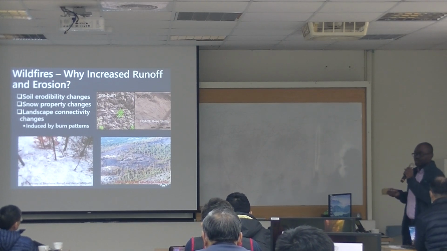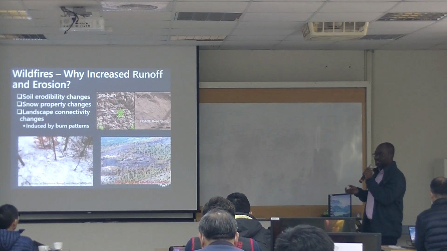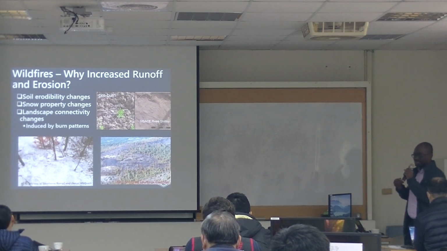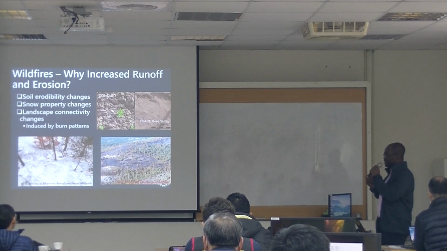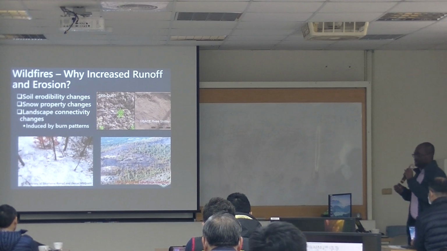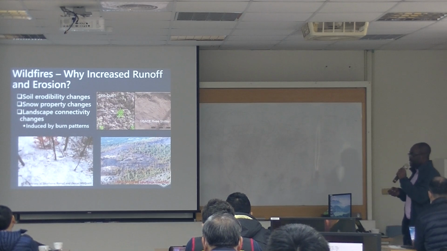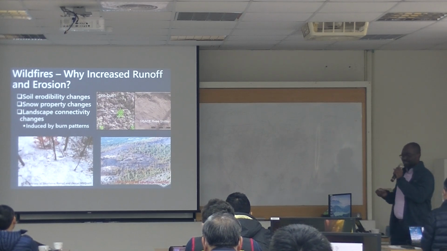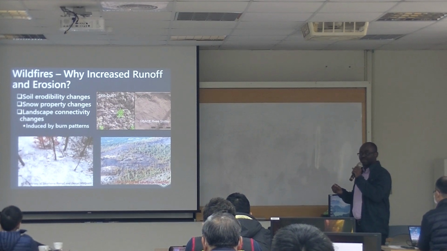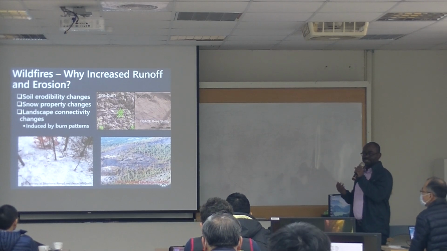It also affects snow. You have the char and the ash that darken the snow, and that affects snow ablation processes. You have this reflectance, you have more energy coming into the snow, and it's easier to melt the snow. Snow melts earlier, it melts faster, and you have a release of material. And also the burn patterns of the fire affect connectivity of the landscape. So now all of a sudden you have pathways for water to move faster on the landscape.